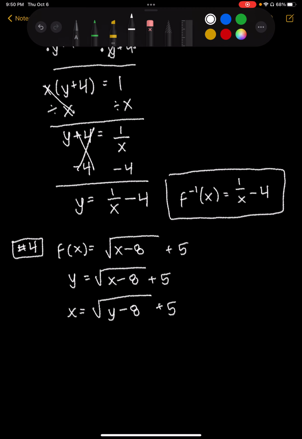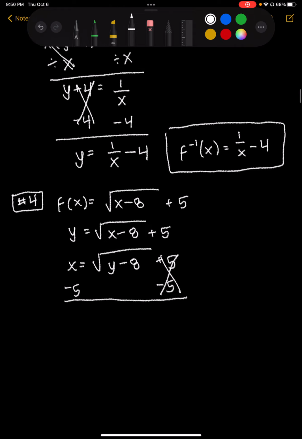So notice how the 8 and the 5, they look like common terms, but because the 8's inside the square root and the 5 isn't, we can't actually combine them. So what we're going to do is get rid of them separately. The first one we're going to get rid of is the 5, and we're going to get rid of the 5 by subtracting it from each side. So the 5's on the right side cancel out, and I'm left with x minus 5 equals the square root of y minus 8. Now, I can't get rid of the 8 yet because the 8's inside the square root, you have to get rid of the square root first.